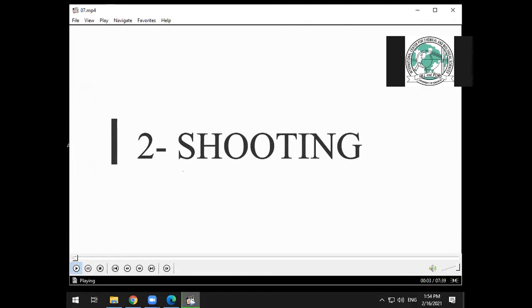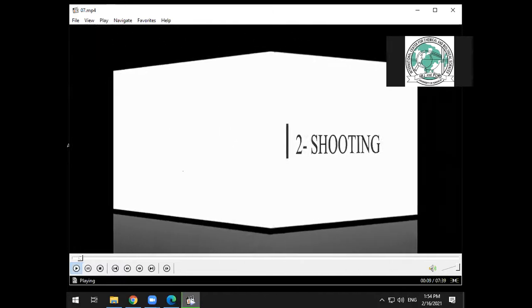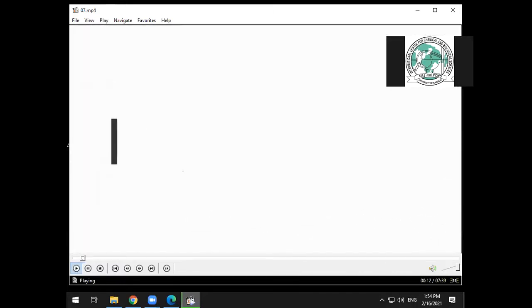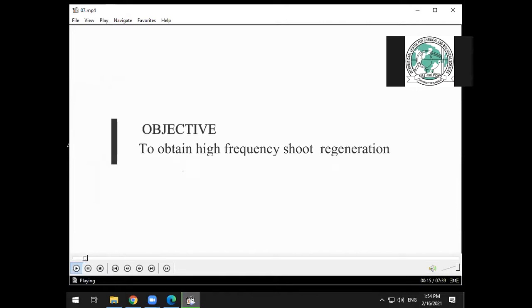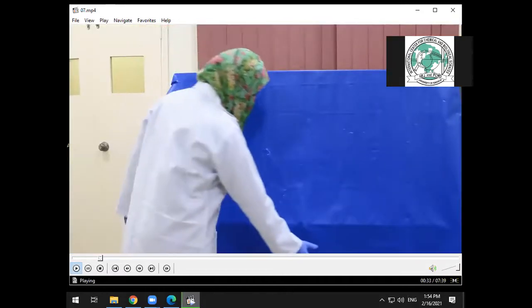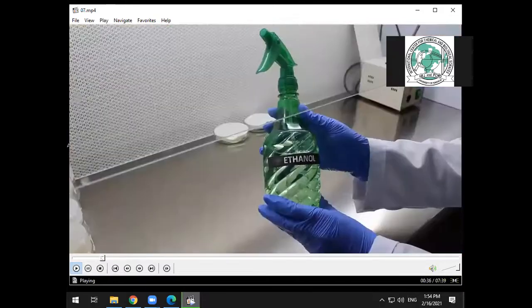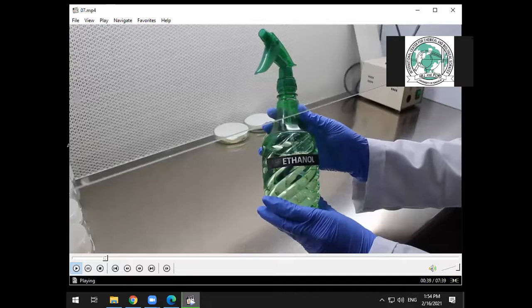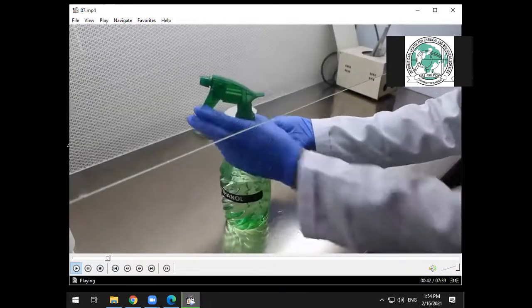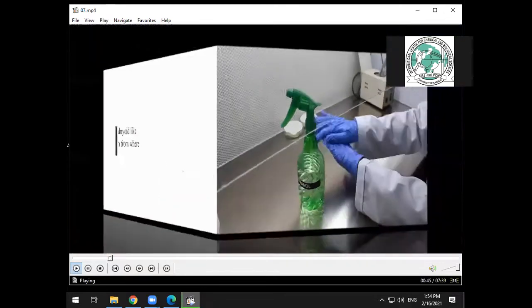Shooting, second step of tissue culture after initiation. Objective of this stage is the formation of shoots. Hood was exposed to UV light for 15 minutes. After 15 minutes, turn off the UV light and remove the cover. Disinfect the hands and surface of hood with 70% ethanol before starting the subculturing of protocorm-like bodies.